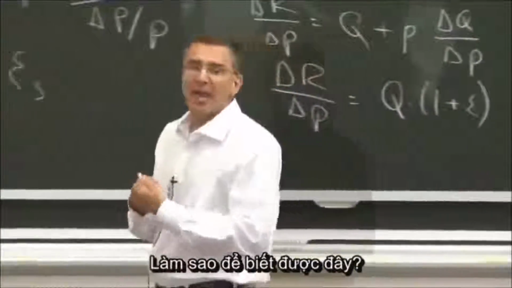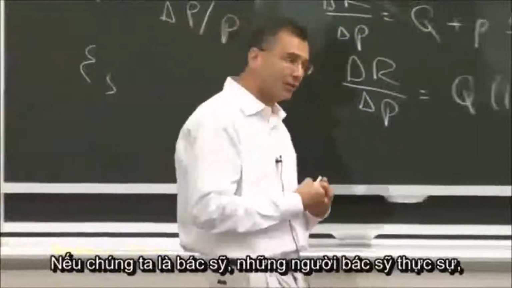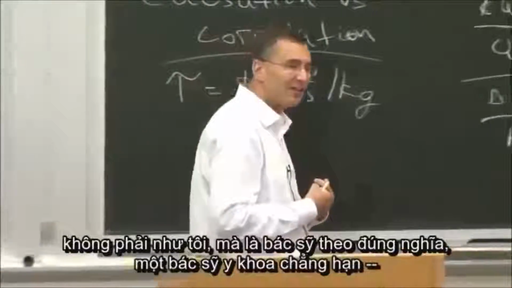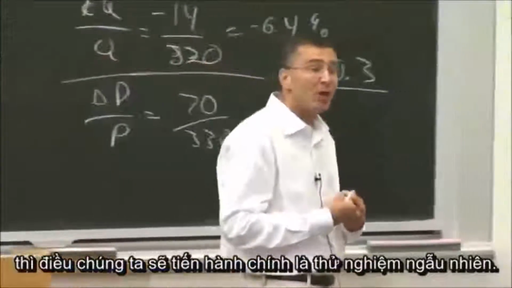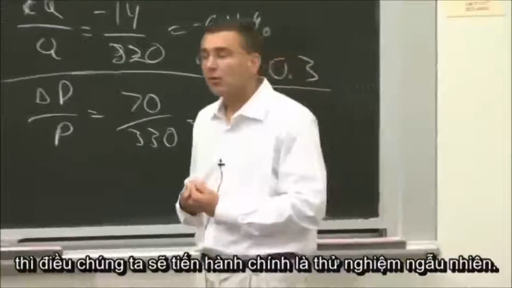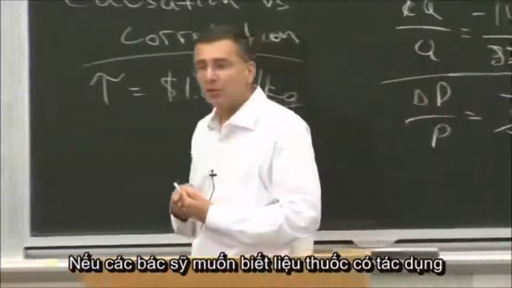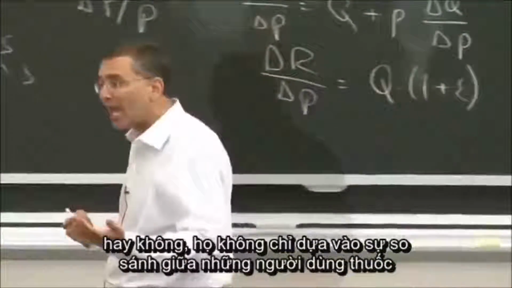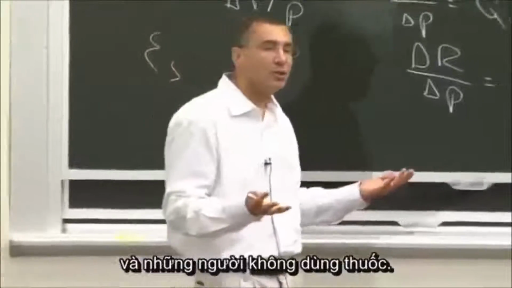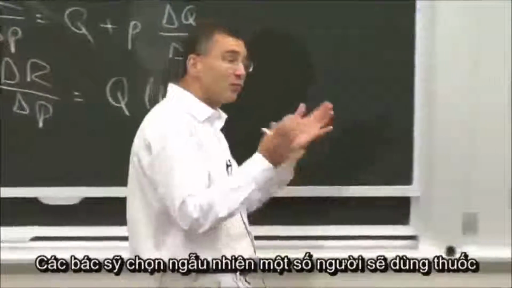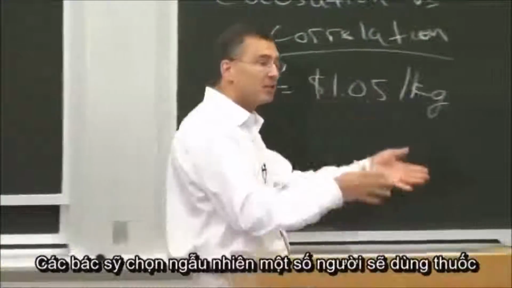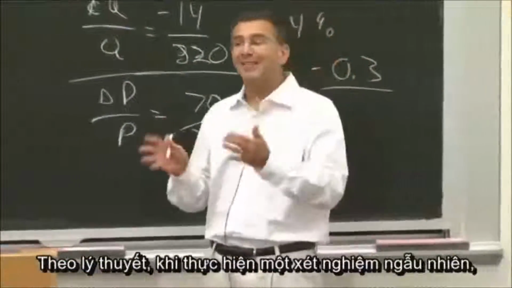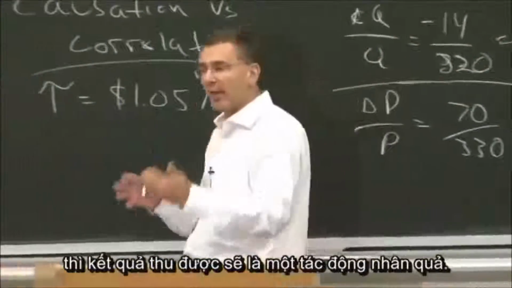Well, how can we figure that out? Well, if we were doctors, real doctors, not a doctor like me, a medical doctor, what we do is we'd run a randomized trial. So if doctors want to figure out whether a drug works or not, they don't just look at guys who take the drug versus guys who don't. They run a randomized trial. They randomly assign some people to take the drug and some people not. Now, when you're in a randomized trial, by definition, you get a causal effect.